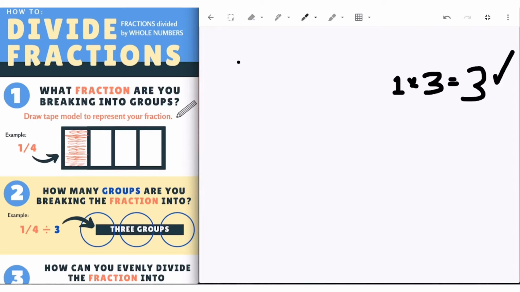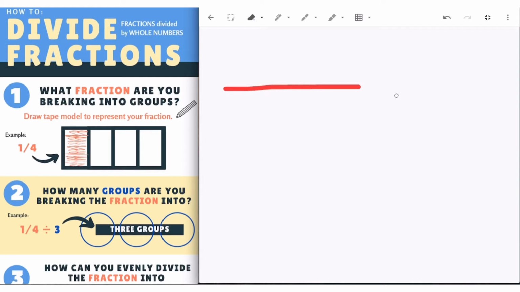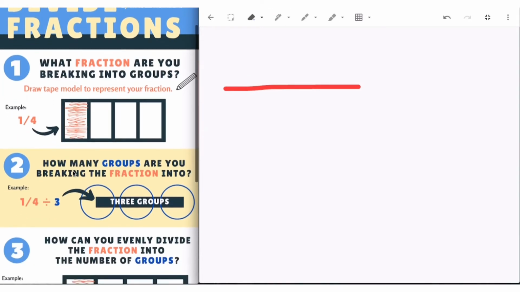So I have 1 foot, so just 1 foot, this is my full foot of fruit by the foot that I'm breaking into groups. Next I go to number 2. How many groups are you breaking this number into?